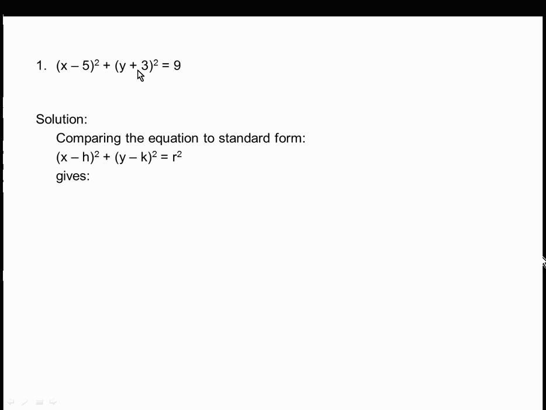Okay? Because remember, minus minus gives plus. So (h, k) is (5, -3). There's the center. r² is 9. Remember, that's r². So r would be 3.